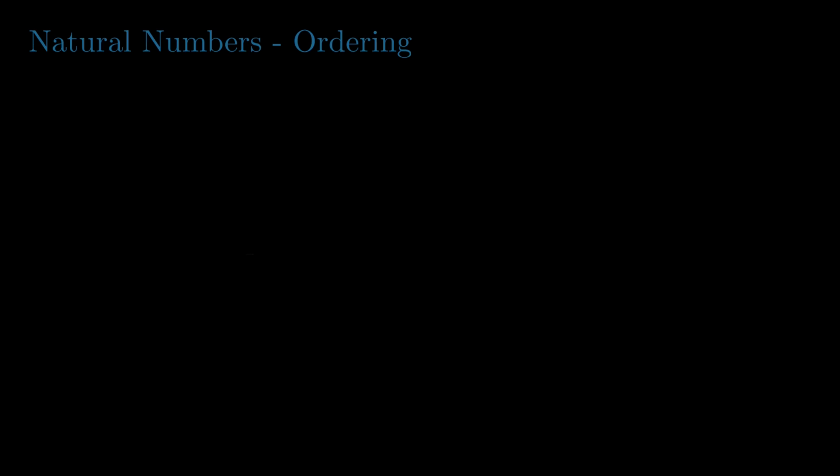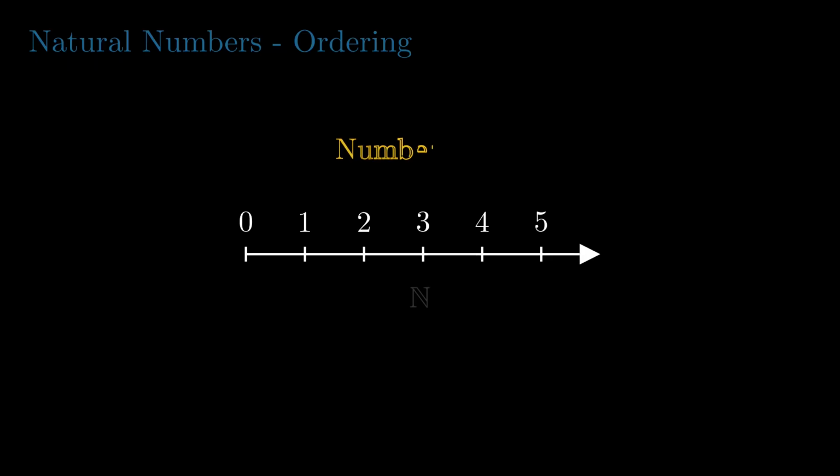Now, ordering allows us to represent natural numbers in a new way. We start from 0, then 1 is greater than 0, then 2 is greater than 1, and so on. This means our numbers are along a line. Such line is simply called the number line.